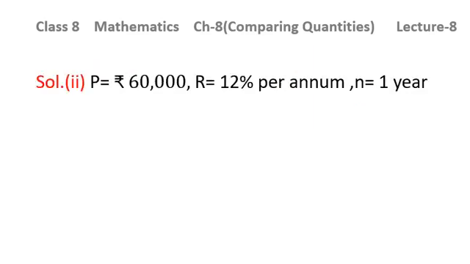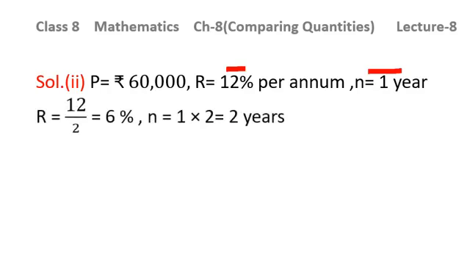Let us see now the second part. Here in this case, principal is 60,000 rupees. Rate is 12% per annum. Time here is 1 year. So as interest is being compounded half yearly, the rate is to be divided by 2. We have divided by 2, that will be 6%. Time is to be multiplied by 2, so we have done it. Time will be now 2 years.